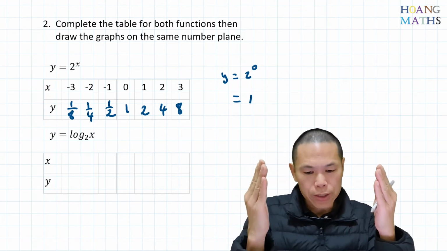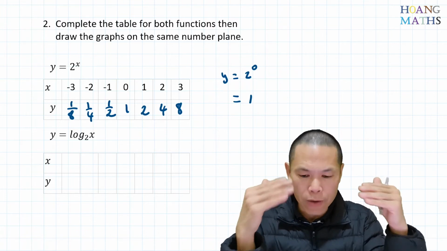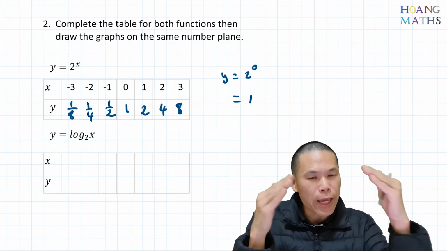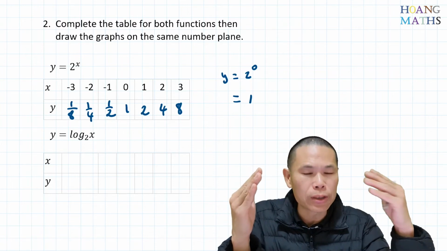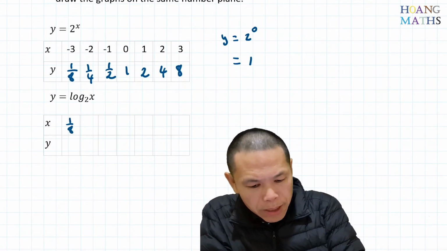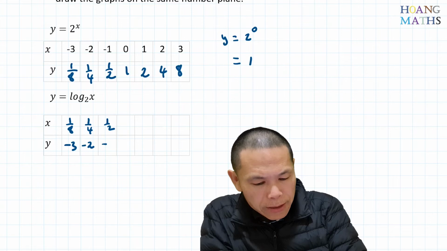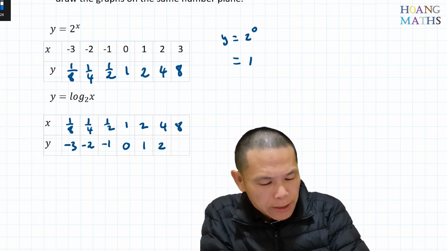There you go. So then to find log base 2 of x, we know that log base 2 of x is the inverse function of 2 to the power of x. So in other words, x values become y values, and the y values become the x values. So I just write this down. So 1/8 becomes negative 3, and then 1 quarter becomes negative 2. A half is negative 1. 1 becomes 0. 2 becomes 1. 4 becomes 2. 8 is 3.